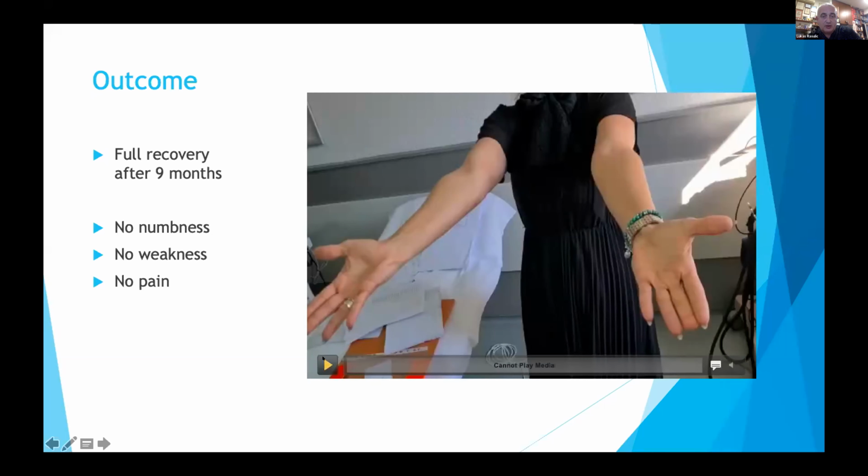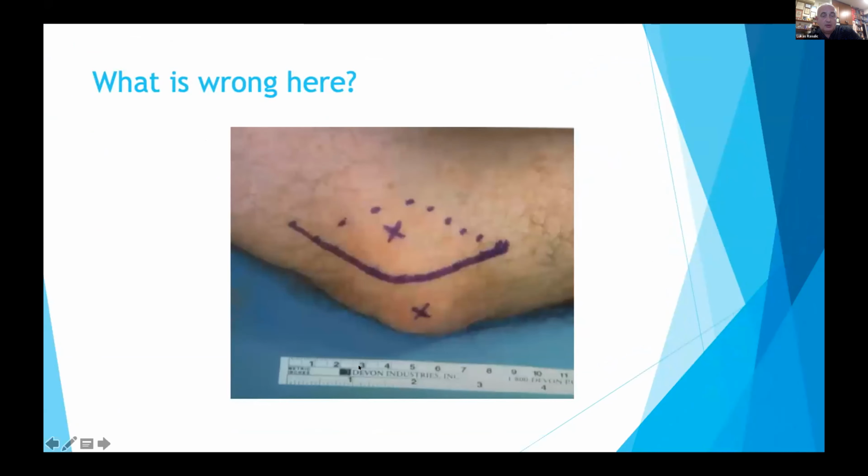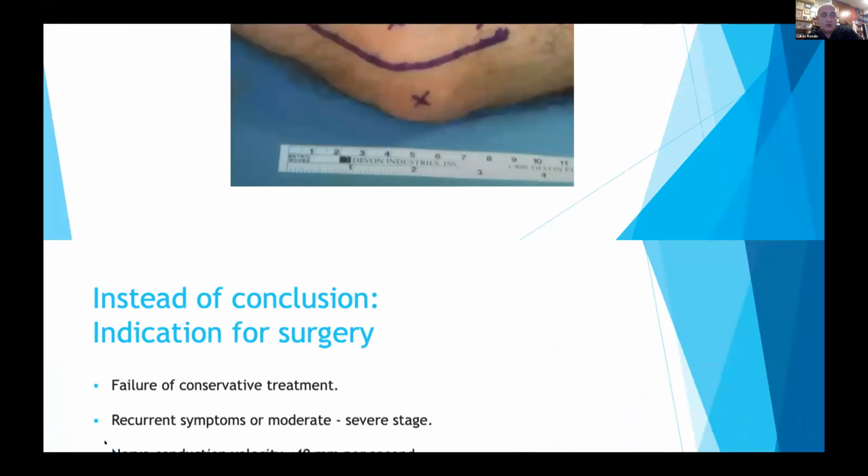Unfortunately, the video is not working. So what is wrong in here? This is when you prepare your surgical incision, you have to be careful how you will do it.